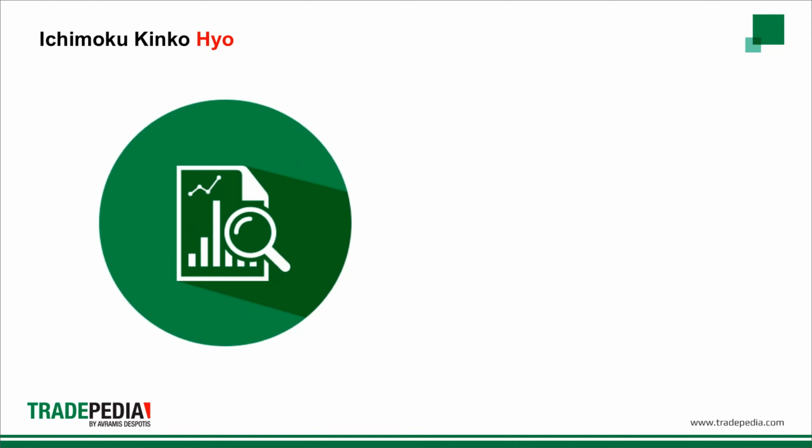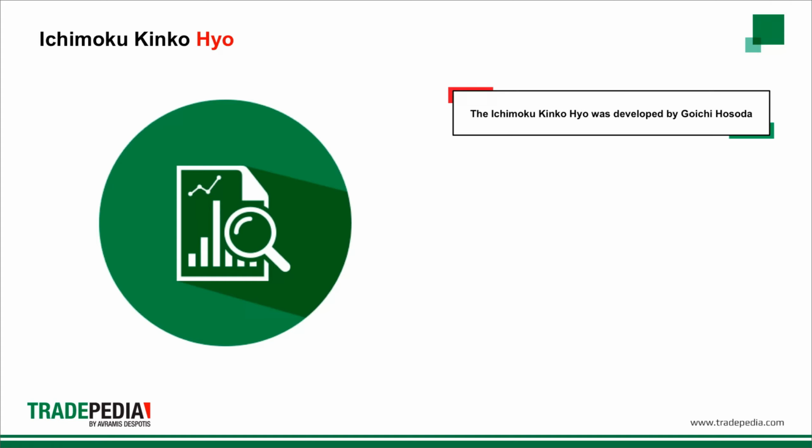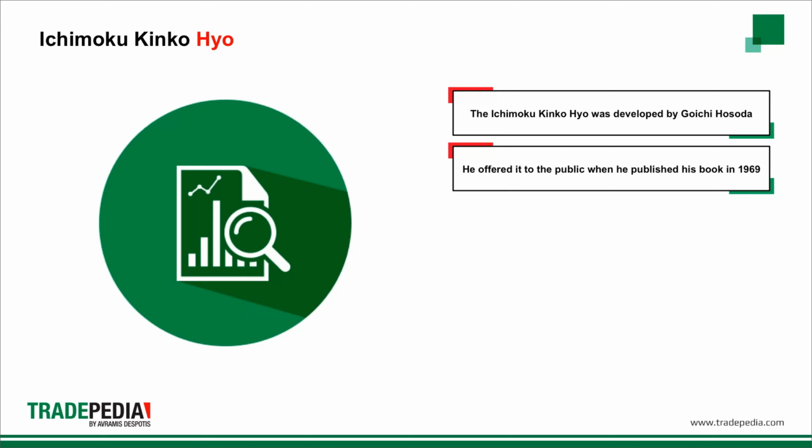So the Ichimoku Cloud, a little bit of background. It was developed by Goichi Hosoda. Who's Goichi Hosoda? He's basically a Japanese journalist, and he was writing under the name Ichimoku Sanjin. He developed this charting technique before World War II, and he offered it to the public when he published his book in 1969.